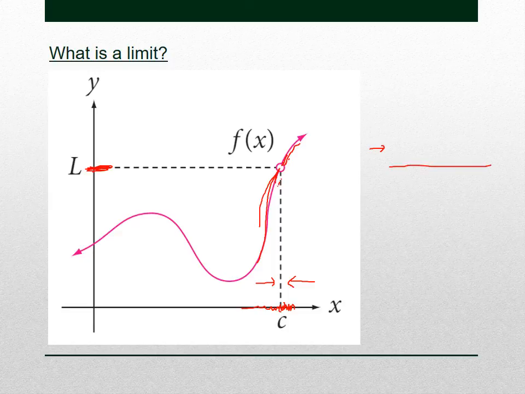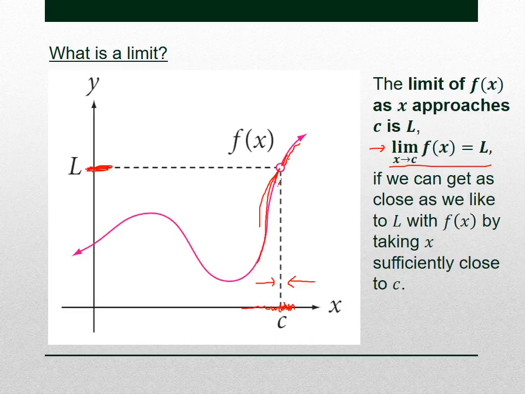This notation is very important, so make sure you familiarize yourself with it. c is just some constant, so we'll often have, like, the limit as x approaches 2 or something like that, and we'll have to figure out what these limits are. So that is what a limit is. It's what your function is getting close to in height as x gets close.